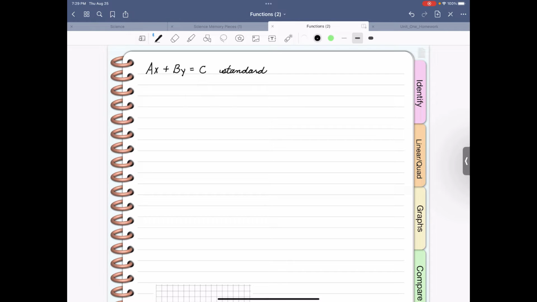Slope-intercept form. That's another pattern. That is y equals mx plus b, baby b, where m is the slope of the line and baby b is the y-intercept. This is slope-intercept form. The reason I'm writing these is because we're going to use them in just a minute. Point slope form is this form, where y minus y1 equals m times x minus x1. That is point slope.